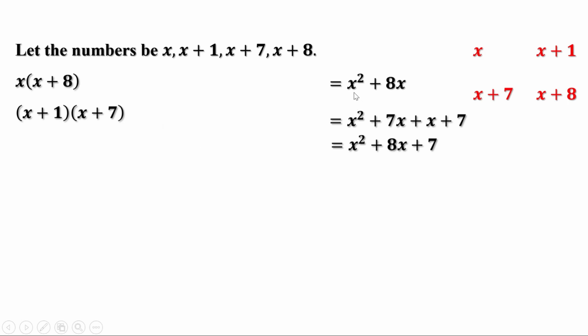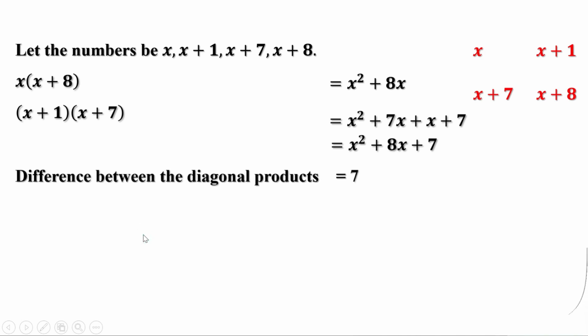Now look at these two expressions, x square plus 8x. Here x square plus 8x plus 7. Clearly this is 7 more than this. That is, this is 7 more than x into x plus 8. Therefore, the difference between the diagonal products is always 7.